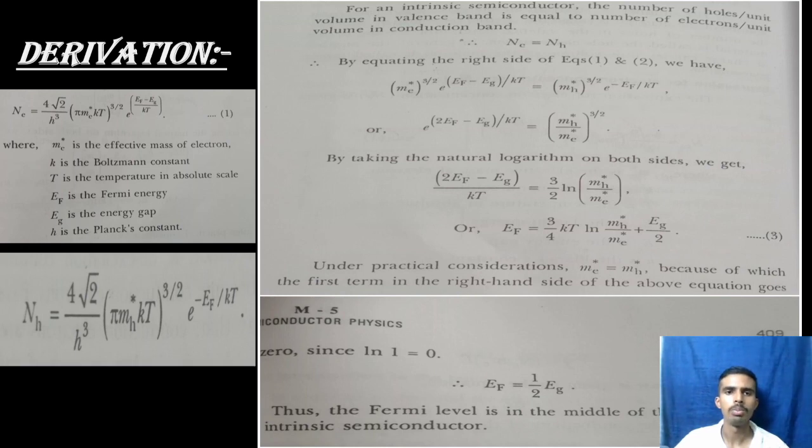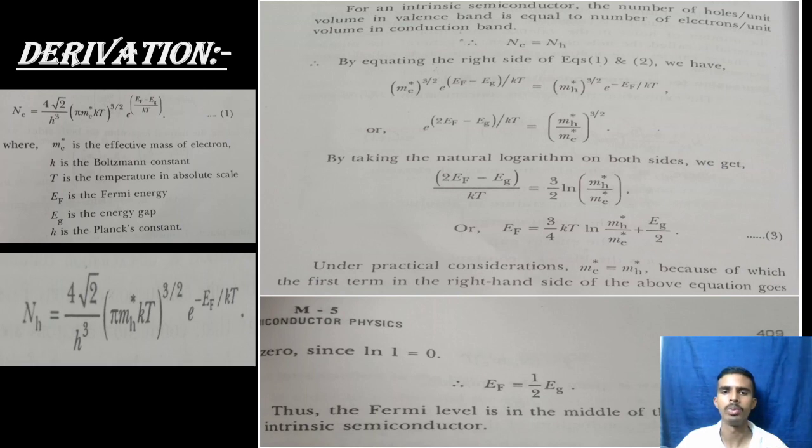So by equating both these equations, we can conclude that me star whole power 3 by 2 e raised to the power (EF minus Eg) by kT is equal to mh star whole power 3 by 2 into e power minus EF by kT. Or by rearranging the equation, we can say that e power (2EF minus Eg) by kT is equal to (mh star by me star) whole power 3 by 2. By taking logarithm on both sides, we can say that (2EF minus Eg) by kT is equal to 3 by 2 ln (mh star by me star). And rearranging it again, EF is equal to 3 by 4 kT ln (mh star by me star) plus Eg by 2.